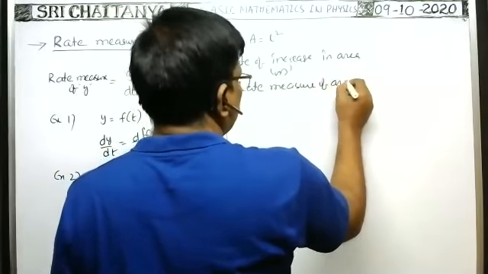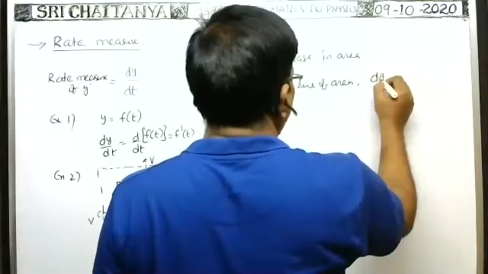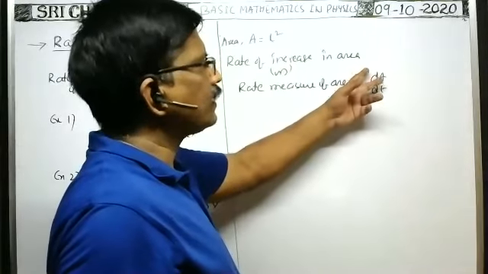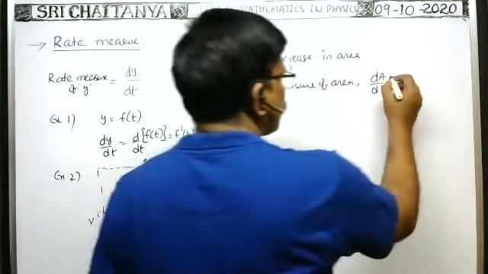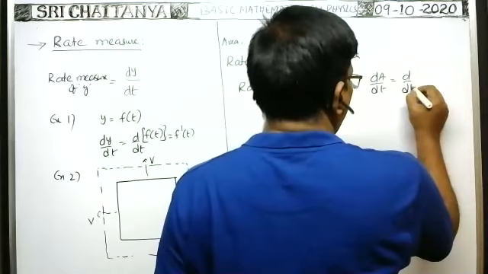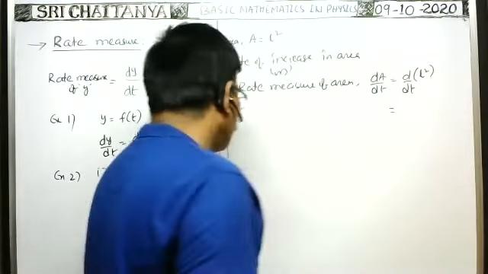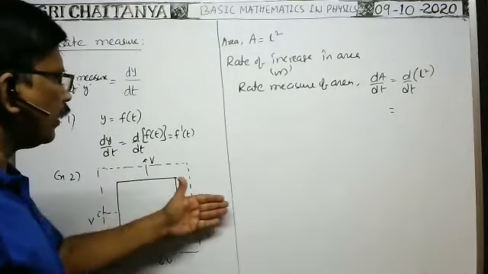Rate measure of area. Here area is A. Rate measure of area means dA by dt, no? That means in a time dt seconds, the increase in area is dA. Then dA by dt is called the rate measure of area, which is equal to d by dt of A, that means L square.